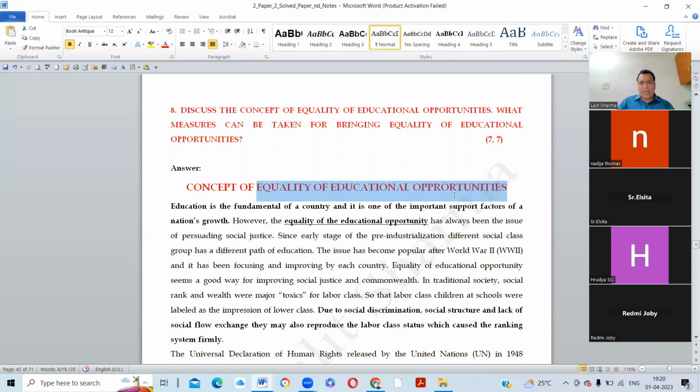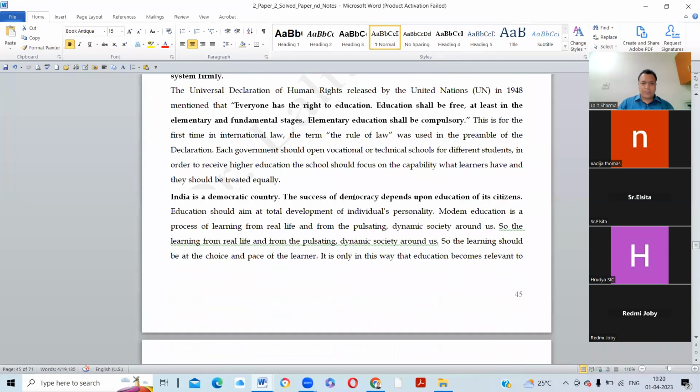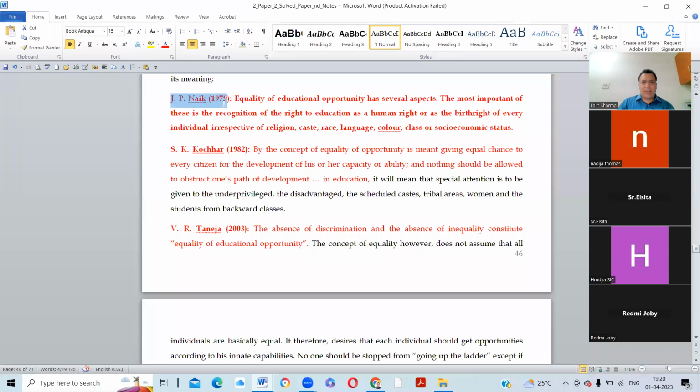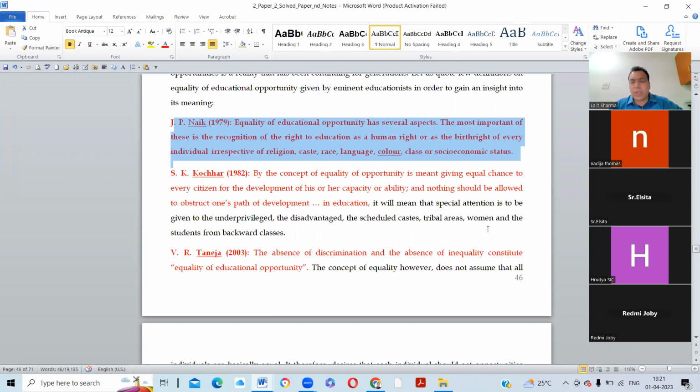Here is the concept of equality of educational opportunities. So basically, what are educational opportunities? Equality of educational opportunities, right? You can come from these 3 definitions: JP Naik, SK Kochhar or VR Taneja. JP Naik has said equality of educational opportunity has several aspects. The most important of these is the recognition of the right to education as a human right, as the birthright of every individual, irrespective of religion, caste, race, language, color, class or socio-economic status.